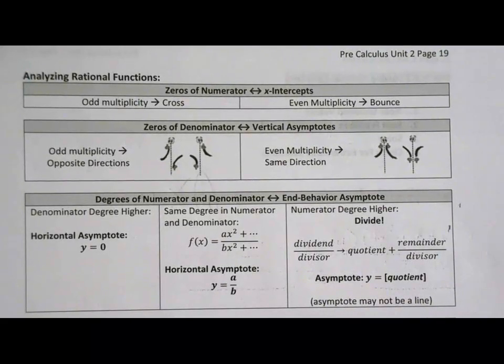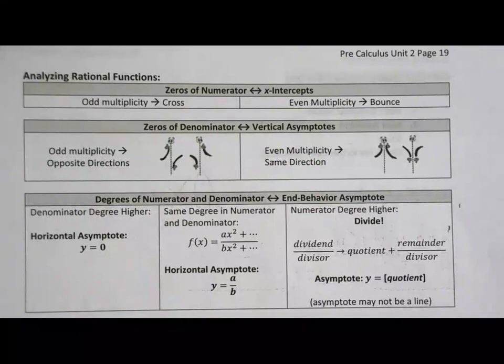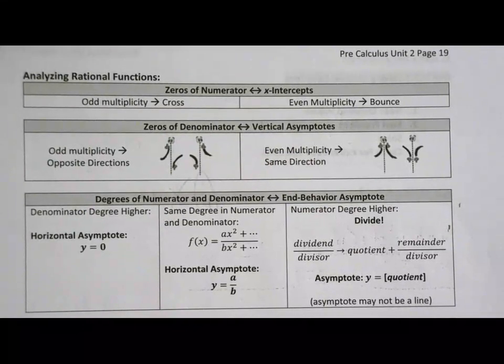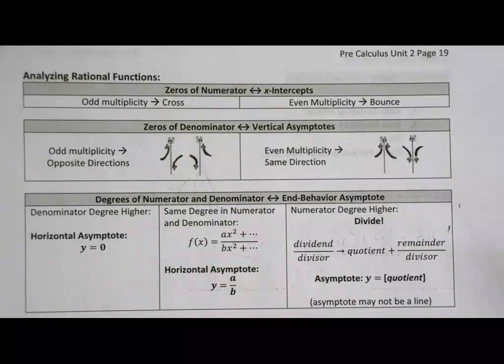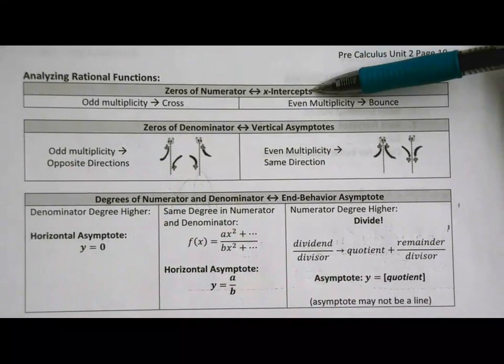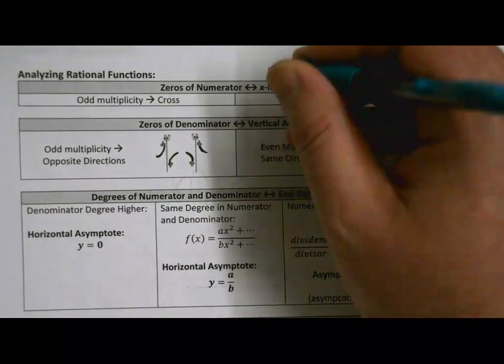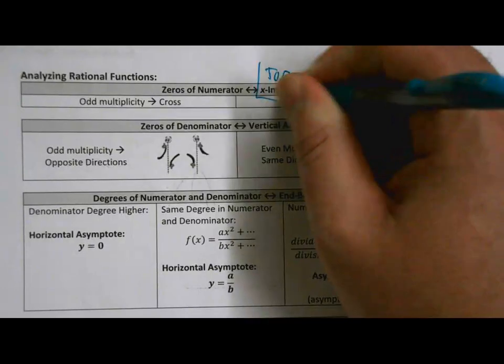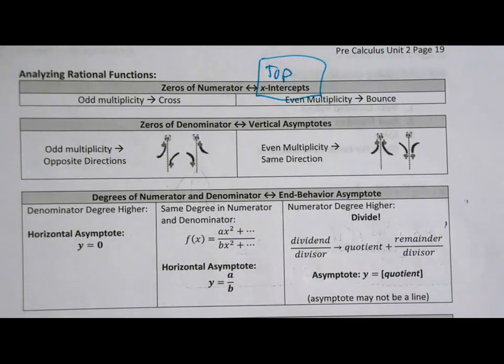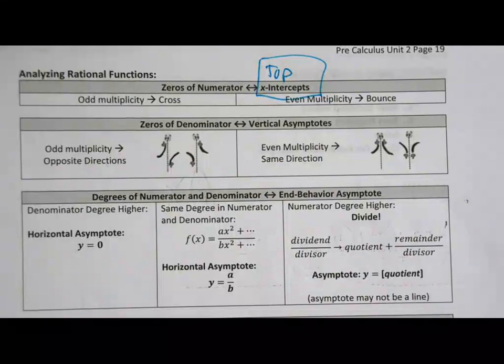We need to know x-intercepts. Those are super helpful when we're graphing. It turns out that the x-intercepts are still the zeros of the function, which are going to be the zeros of the numerators. So the top of the fraction gives you your x-intercepts. The top of your fraction gives you the x-intercepts.